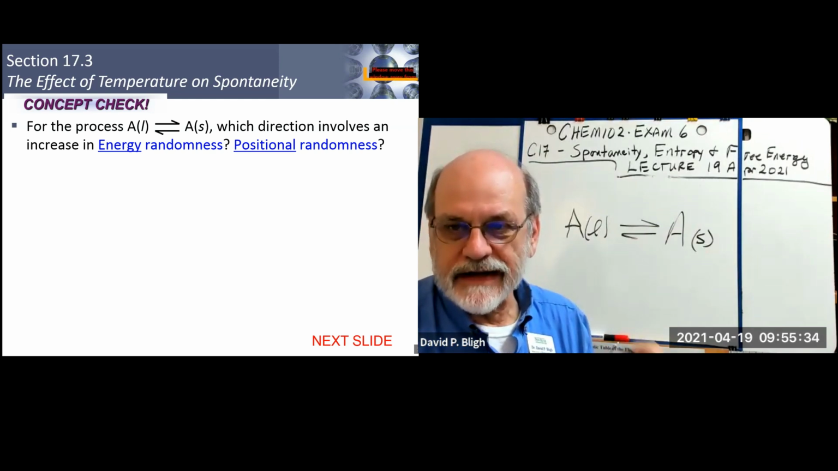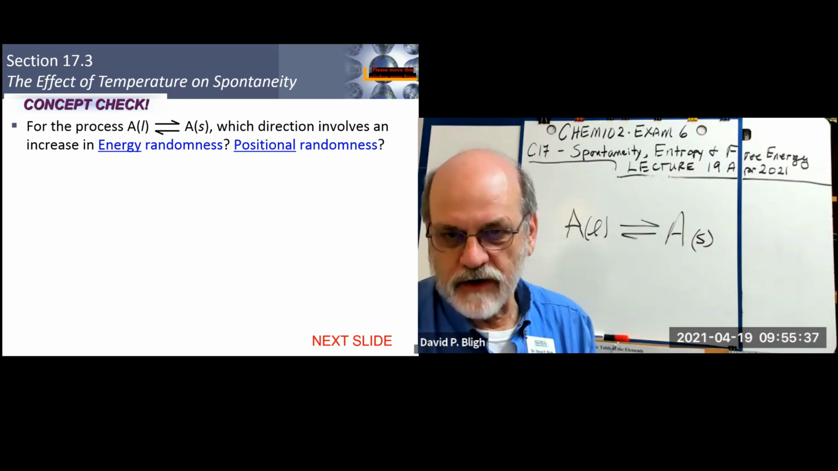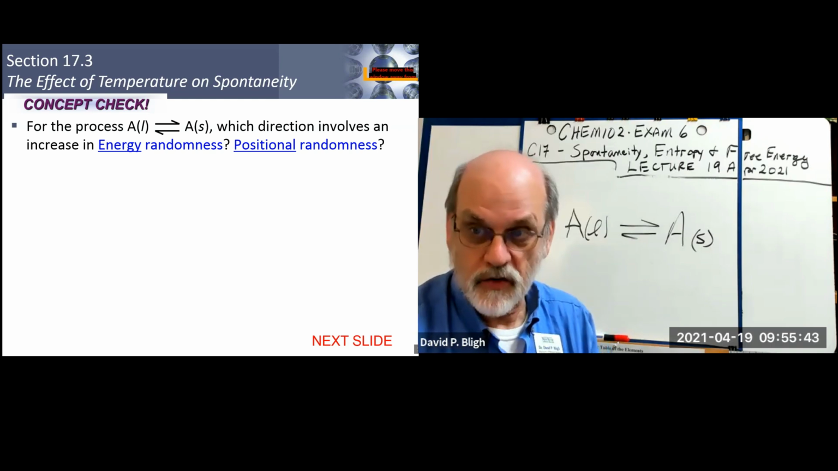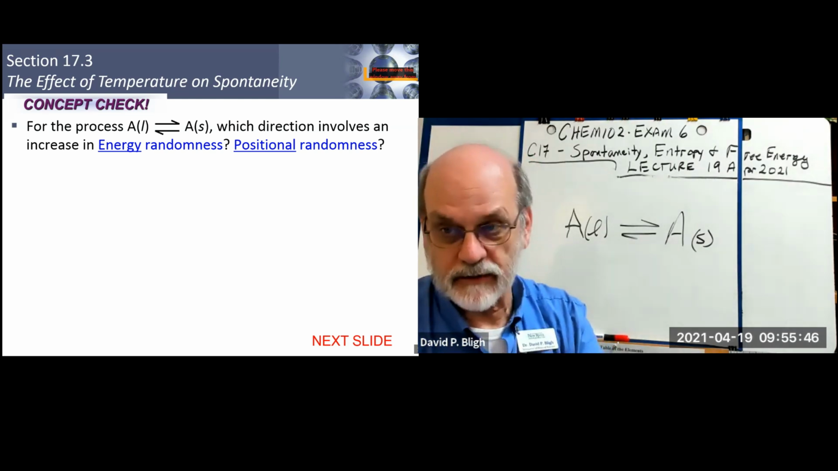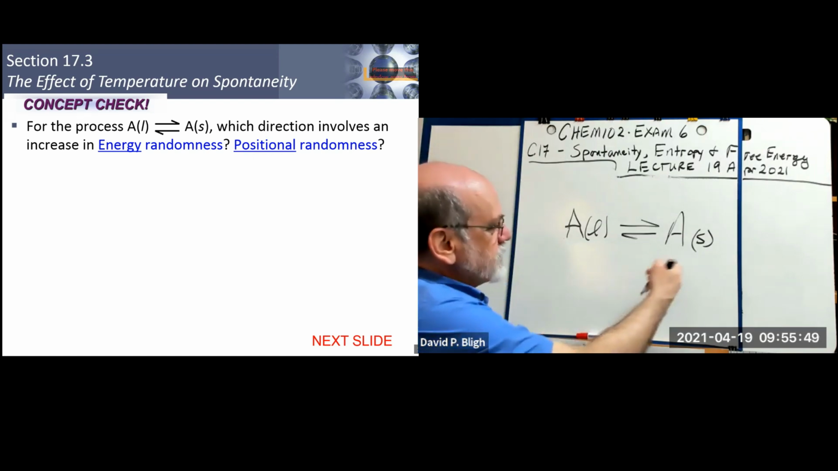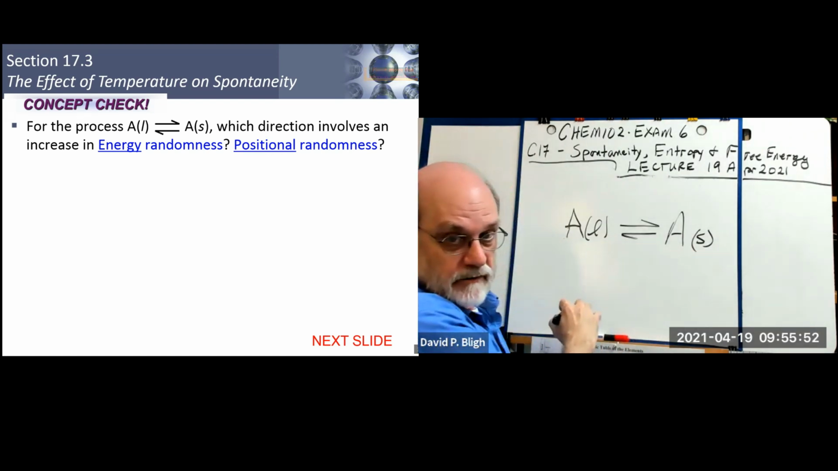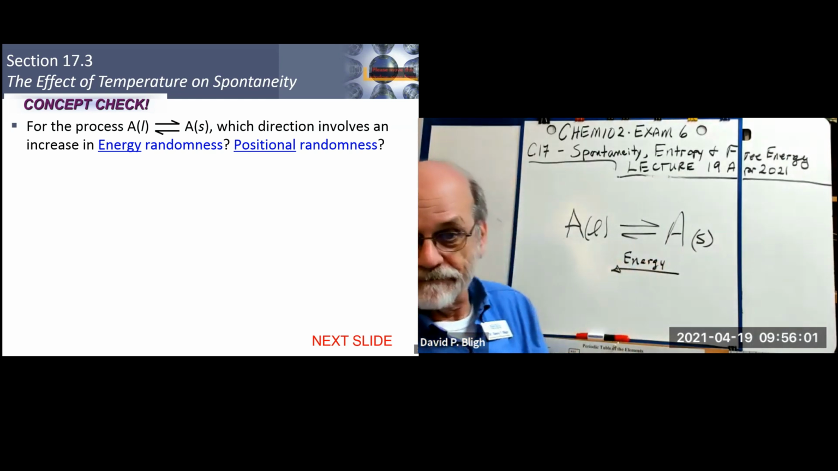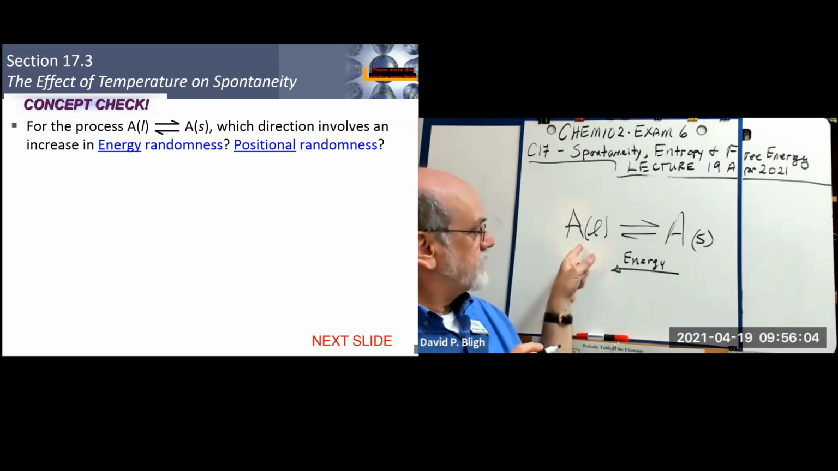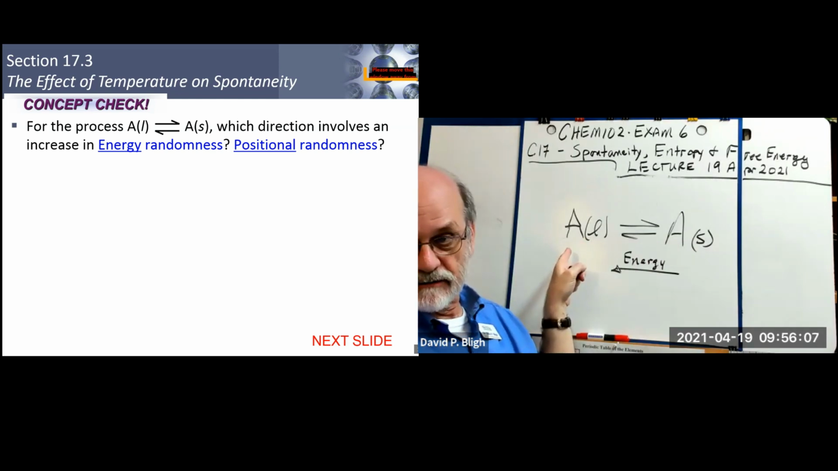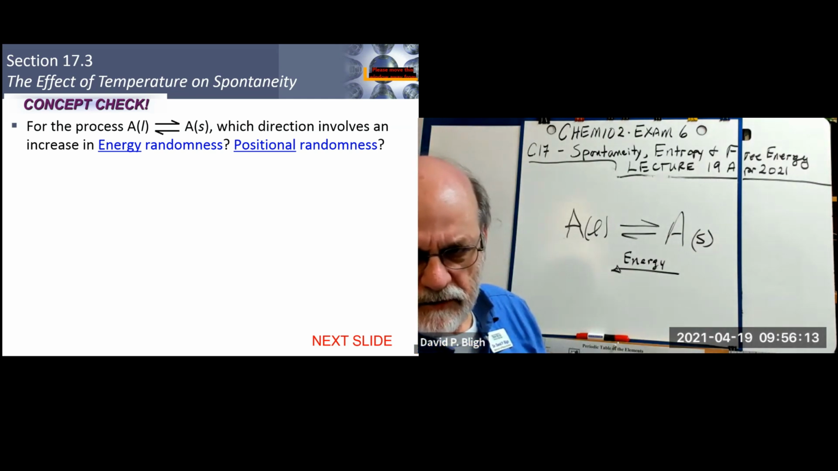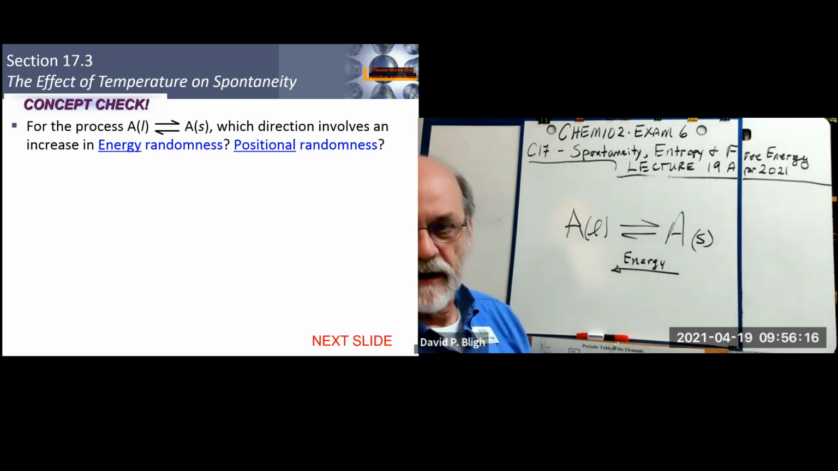Which direction involves an increase in energy randomness? In other words, which process is endothermic? Are you adding energy, which would be an increase in energy randomness? Right? Well, you add energy to go this direction, right? So energy is added in this direction, okay? That increases energy randomness this direction. Right? Which direction involves an increase in energy randomness?